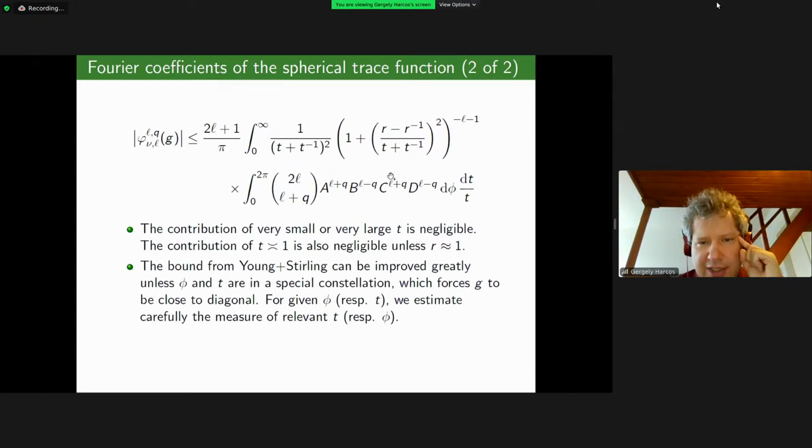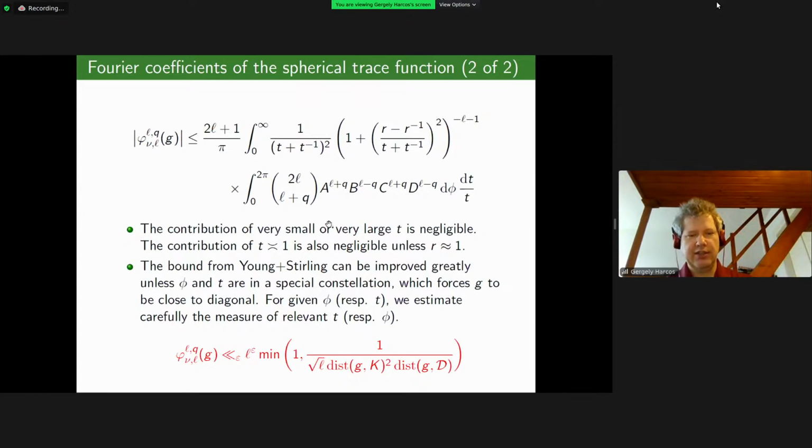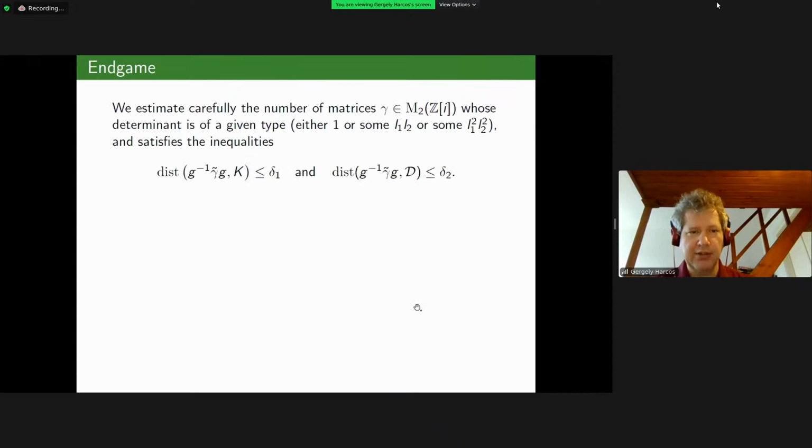And then we analyze this inner integral, and we see that unless phi and t are in a very special constellation, this integral is very small, and this forces G to be close to diagonal. So in the end, we get this very clean, but it involves hard work, upper bound for the averaged spherical trace function. So we have essentially a bound 1 always, and when G is somewhat away from the maximal compact or somewhat away from diagonal matrices, then we have better upper bounds.